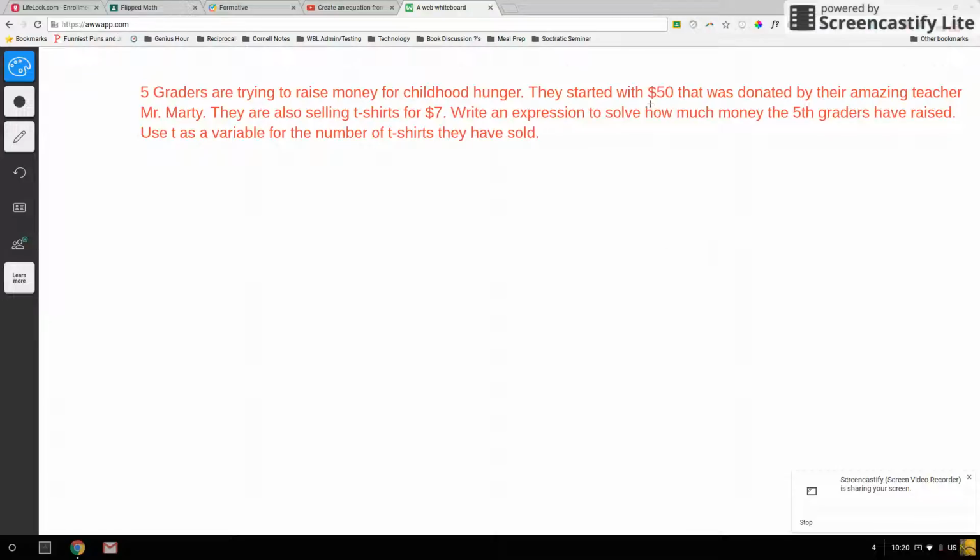So we have a couple pieces of important information. One, that they started with $50. That's a very important piece of information, so I'm going to circle it. That's what you have to look out for and pick out: where is my important stuff. Okay, they started with $50. It really doesn't matter who donated. We just know that they started with $50 in their bank account. They're also selling t-shirts for $7 a piece. That's my second piece of important information. As I look at it, if I'm just trying to figure out money, those are my 2 important pieces.